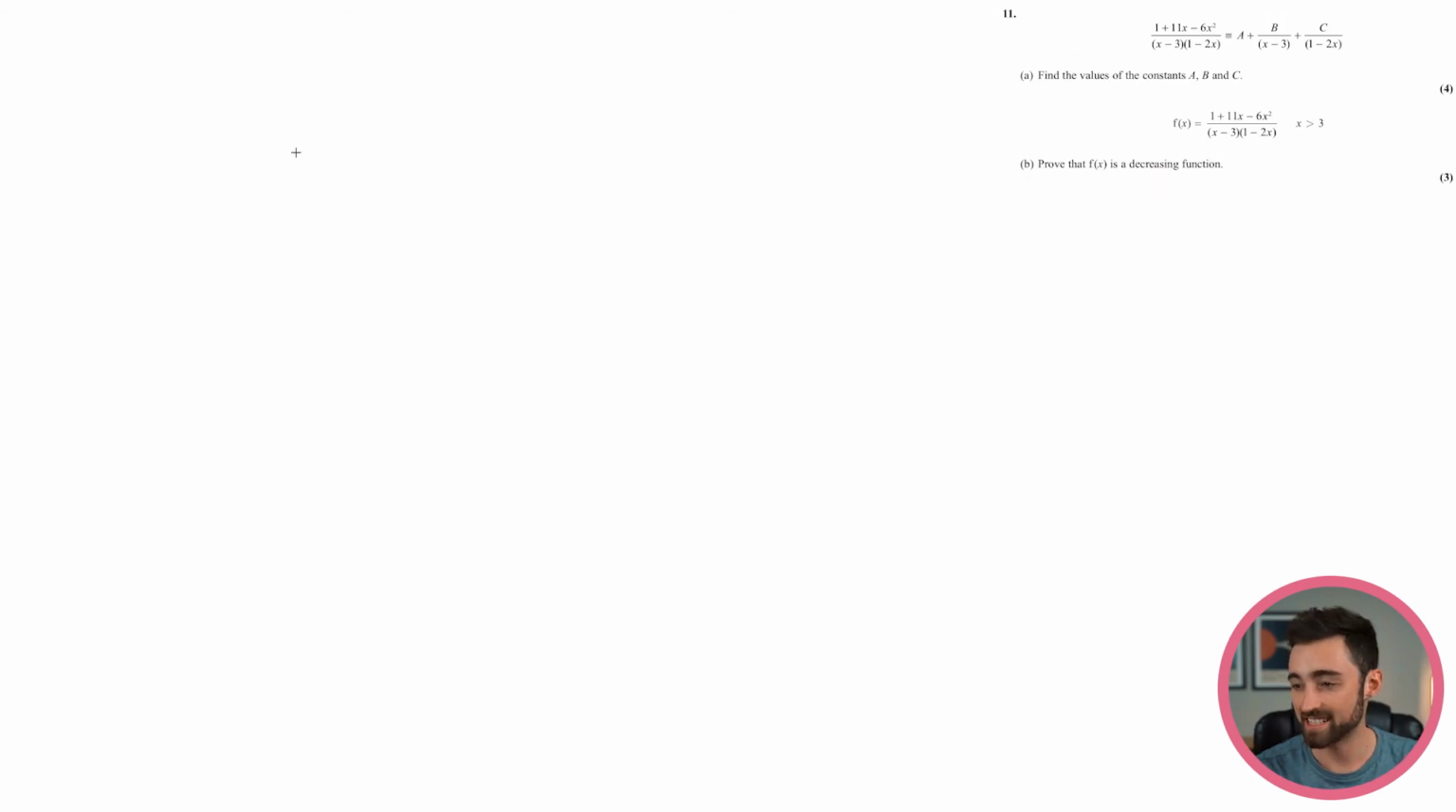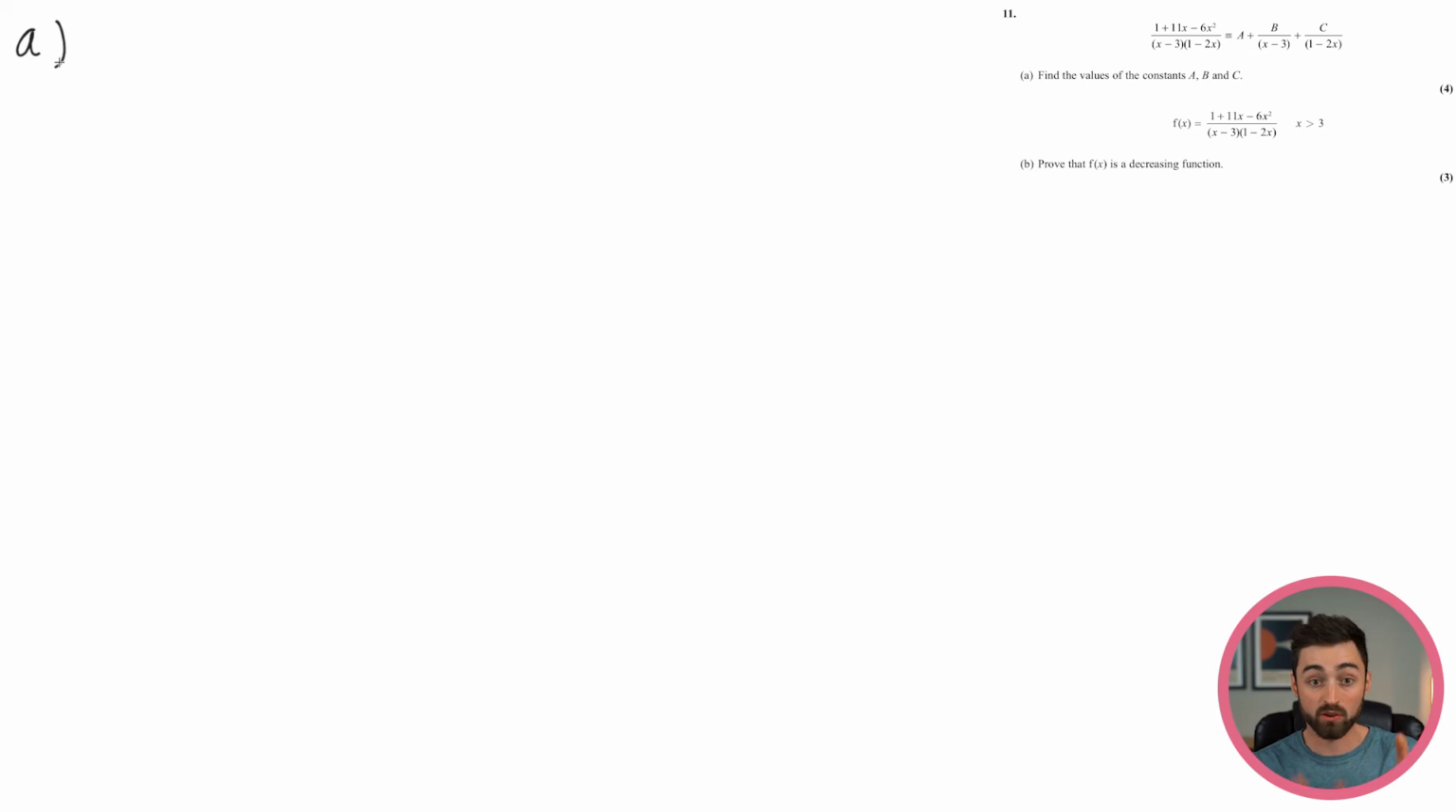Question 11, let's see what we have here. Looks like I have a bit of partial fractions. So we've got some big fraction over here: 1 plus 11x minus 6x squared, all over these two factors on the bottom, x minus 3 and 1 minus 2x. It's given us the form that we want this in, so it's not too bad here.